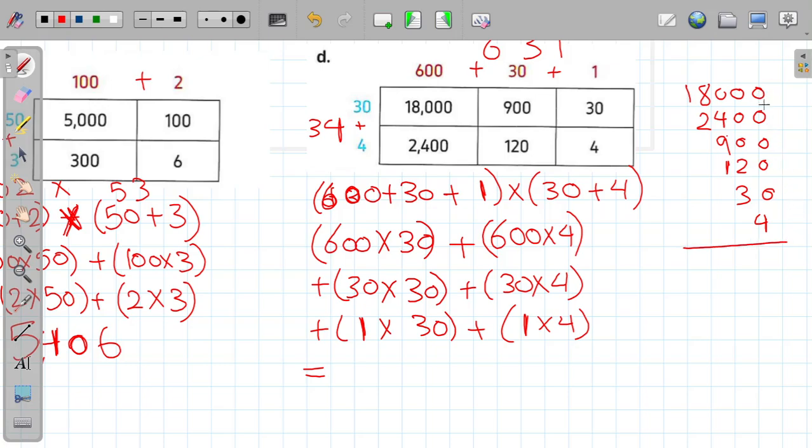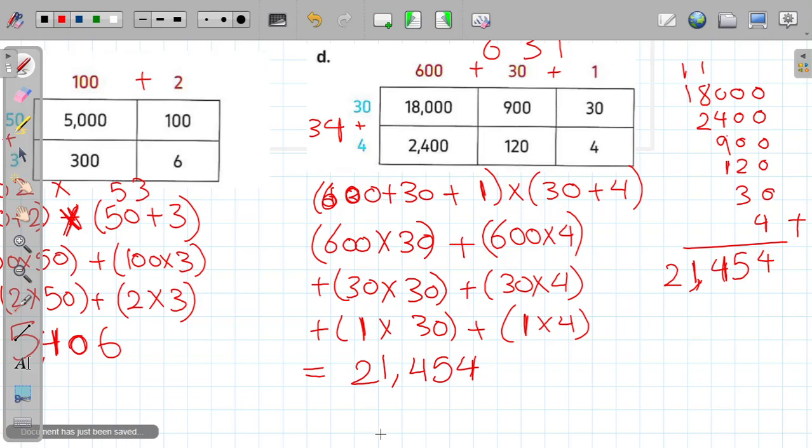Okay, so 0 plus 0 plus 0 plus 0 plus 0 plus 4 equals 4. Okay, and 0 plus 0 plus 0 plus 2 plus 3 equals 5, and 0 plus 4 plus 9 plus 1 equals 14, and I will carry up 1. 1 plus 8 plus 2 equals 11. 1 carry up 1. 1 plus 1 equals 2. So the result will be 21,454.